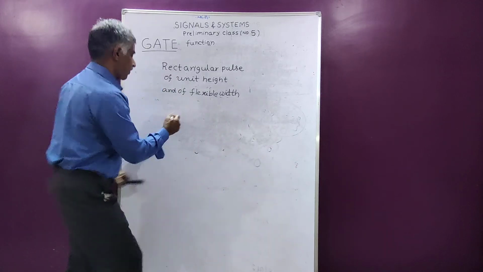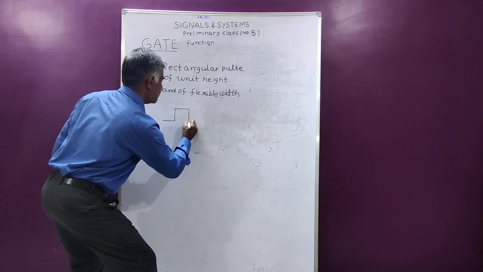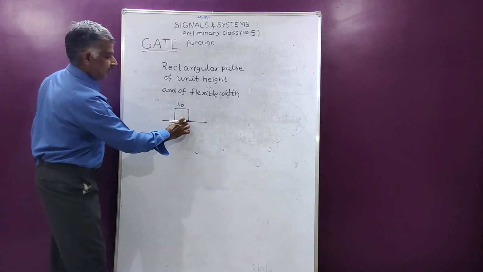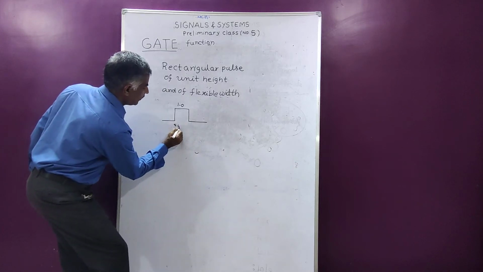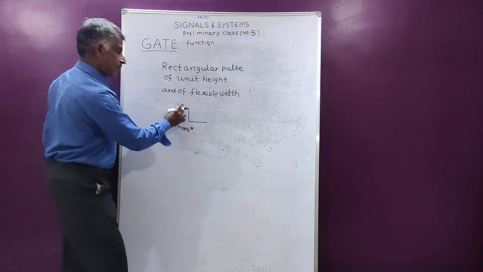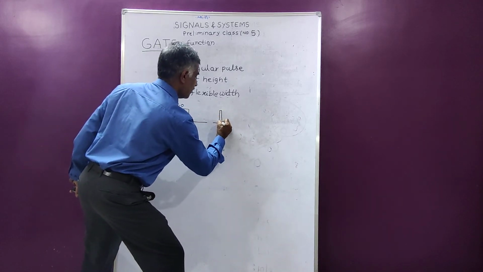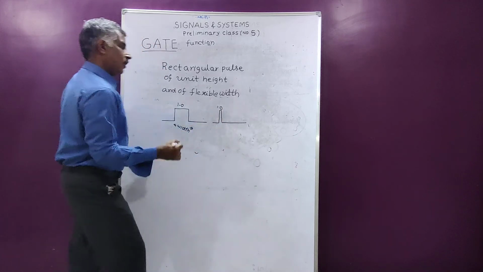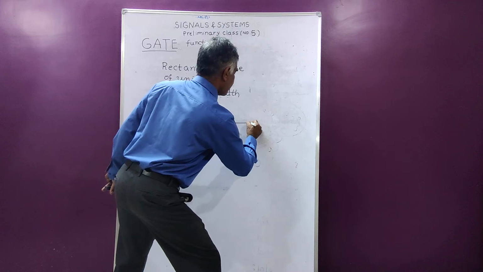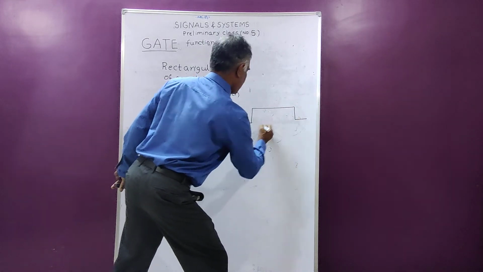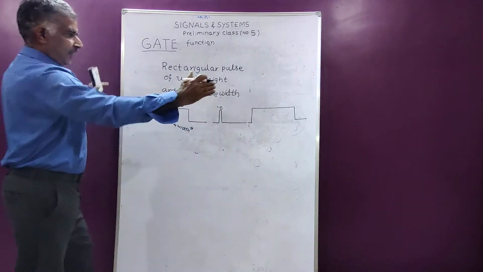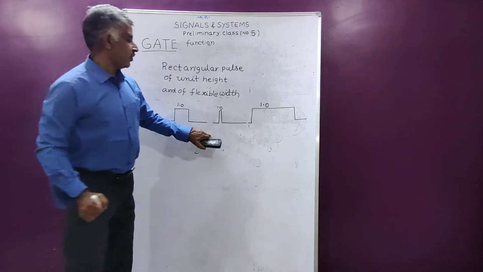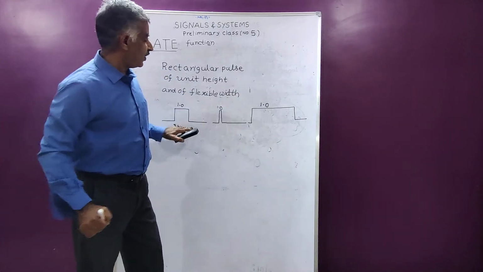Now I will sketch the gate function. This is a gate function. Height has to be 1. This is called the width, the width of the pulse. It can be like this also. Now here it is a narrow width, a narrow pulse, but still the height is 1. Now this is another example. Now it has been expanded, but still its height is 1. This is also a gate function, a gate function of different width.